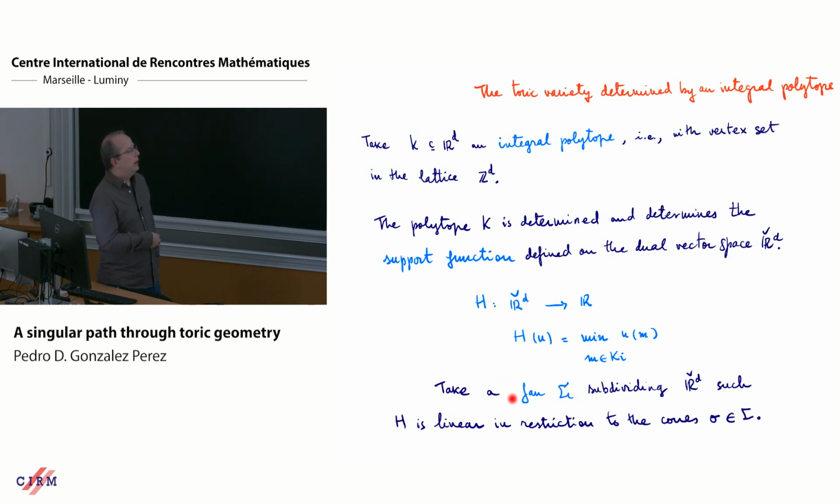Then what we have is that there exists a fan, sigma, which subdivides this dual vector space in cones which are rational with respect to the dual lattice, and the support function is linear in restriction to the cones of sigma. Here I will suppose that the polytope has maximal dimension and so on.